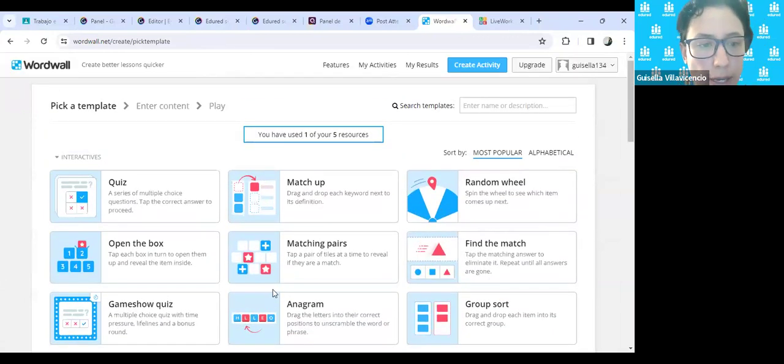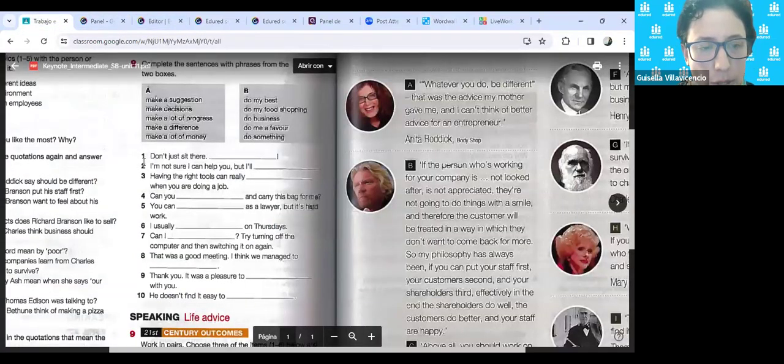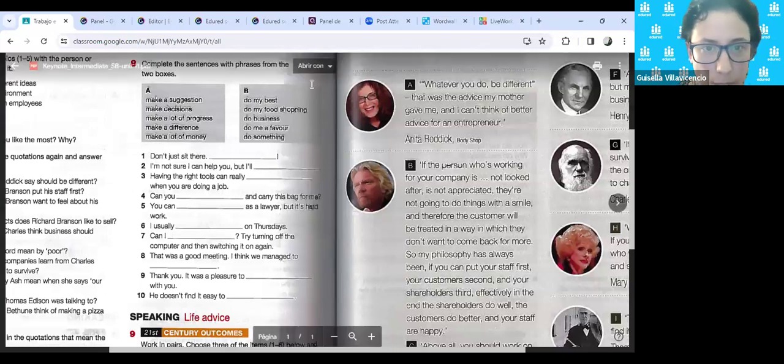A ver, usando nuestra creatividad. A ver, chicos, ¿quién puede crear una pequeña actividad en Wordwall usando solamente las tres primeras? One, two, and three. Las tres primeras oraciones, nada más. Algo chiquito, para ver qué actividad podemos hacer.